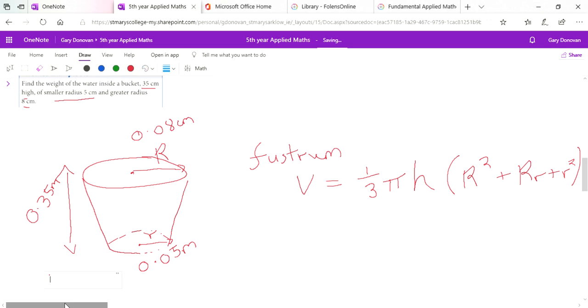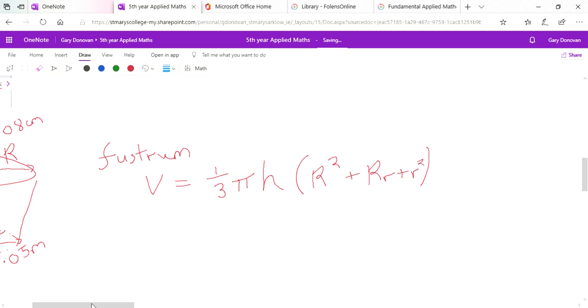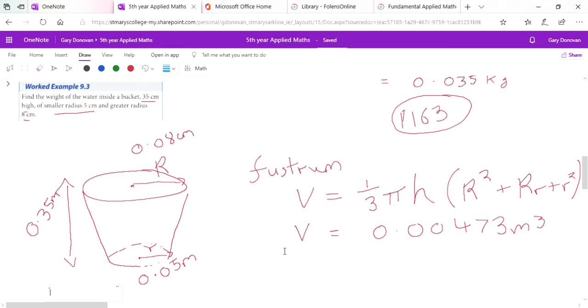So if you use this equation, you can get the volume of the frustum, and it's done on page 163 of your book. I won't do it now because the video is getting too long, but when you type all those values in, you get an answer of 0.00473 meters cubed. So that's the volume of the bucket frustum.